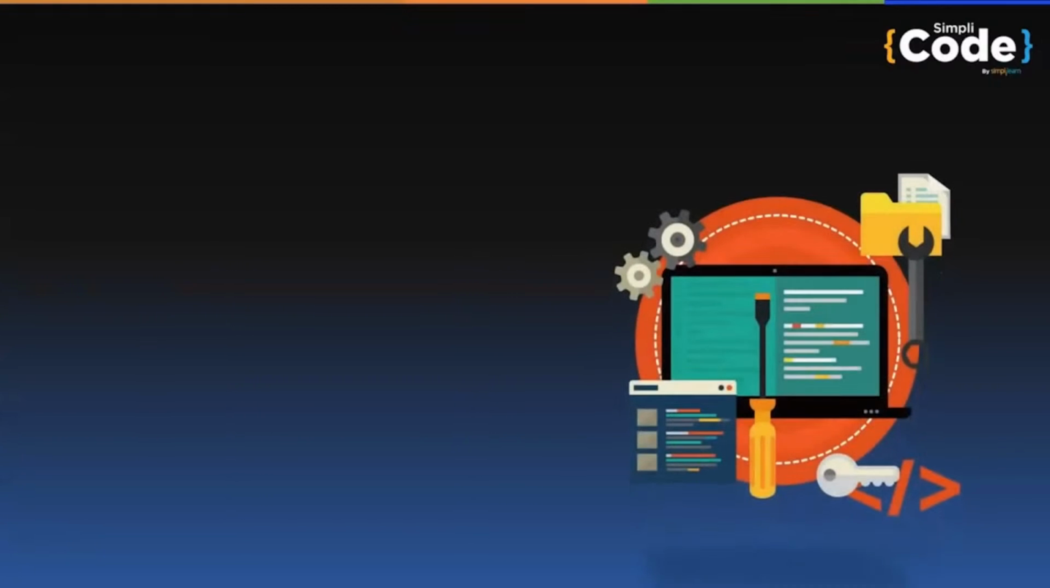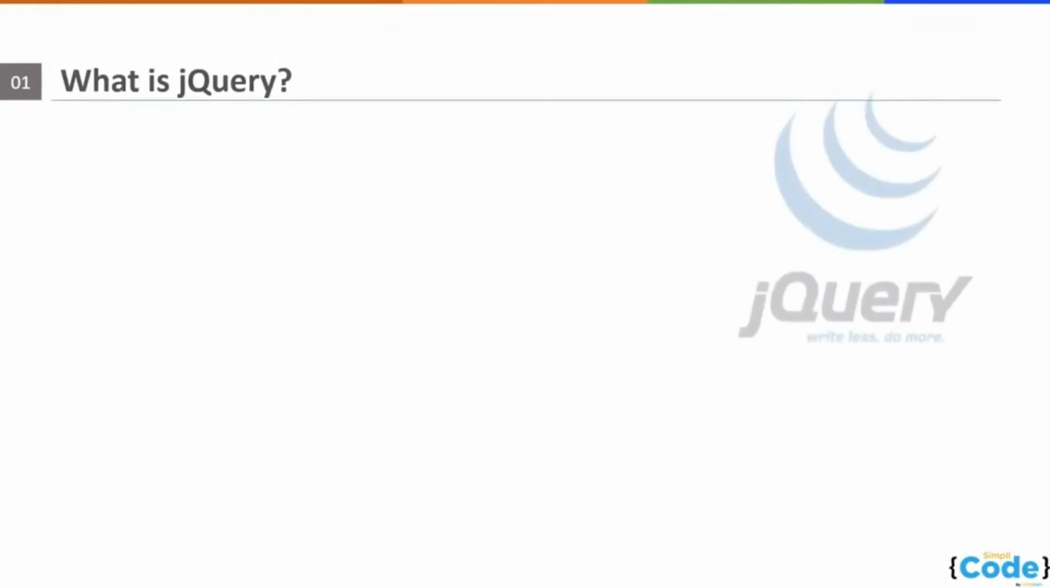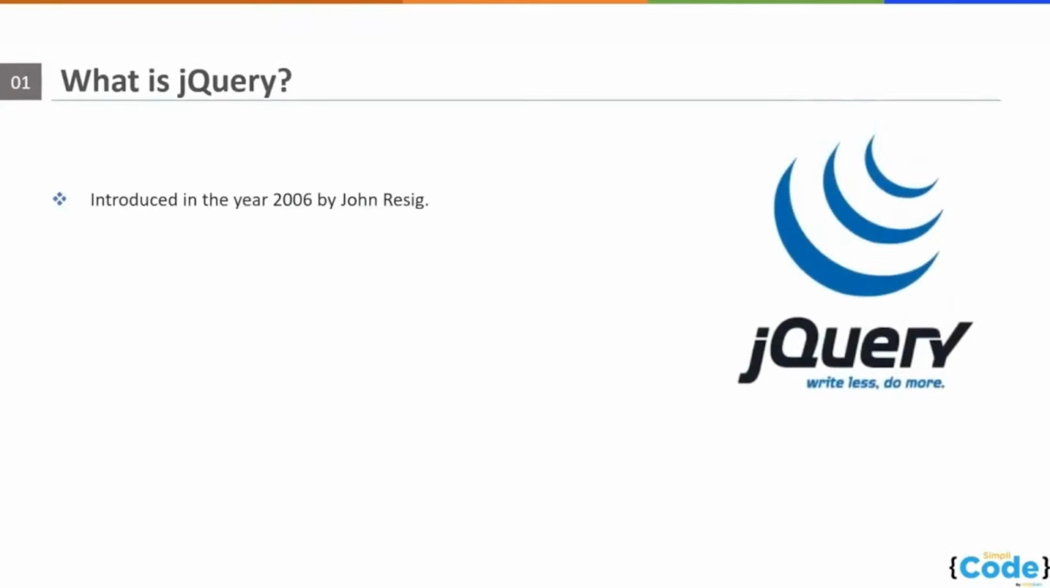Before we move on to the installation part, let's talk about what is jQuery. It was introduced in the year 2006, when John Resig, a web developer, became frustrated with the issue of cross-browser JavaScript. He found it so complicated that he decided to develop a JavaScript library of his own to overcome this problem. That same library is known as jQuery today.